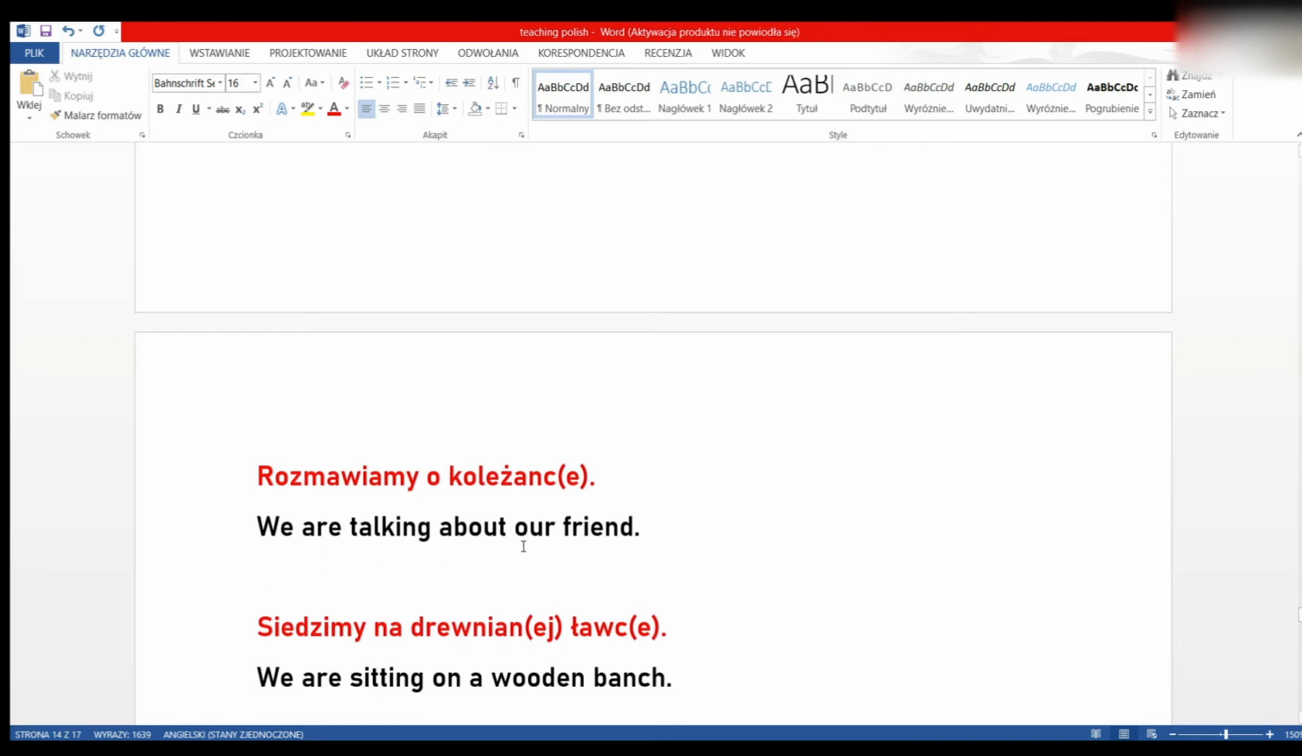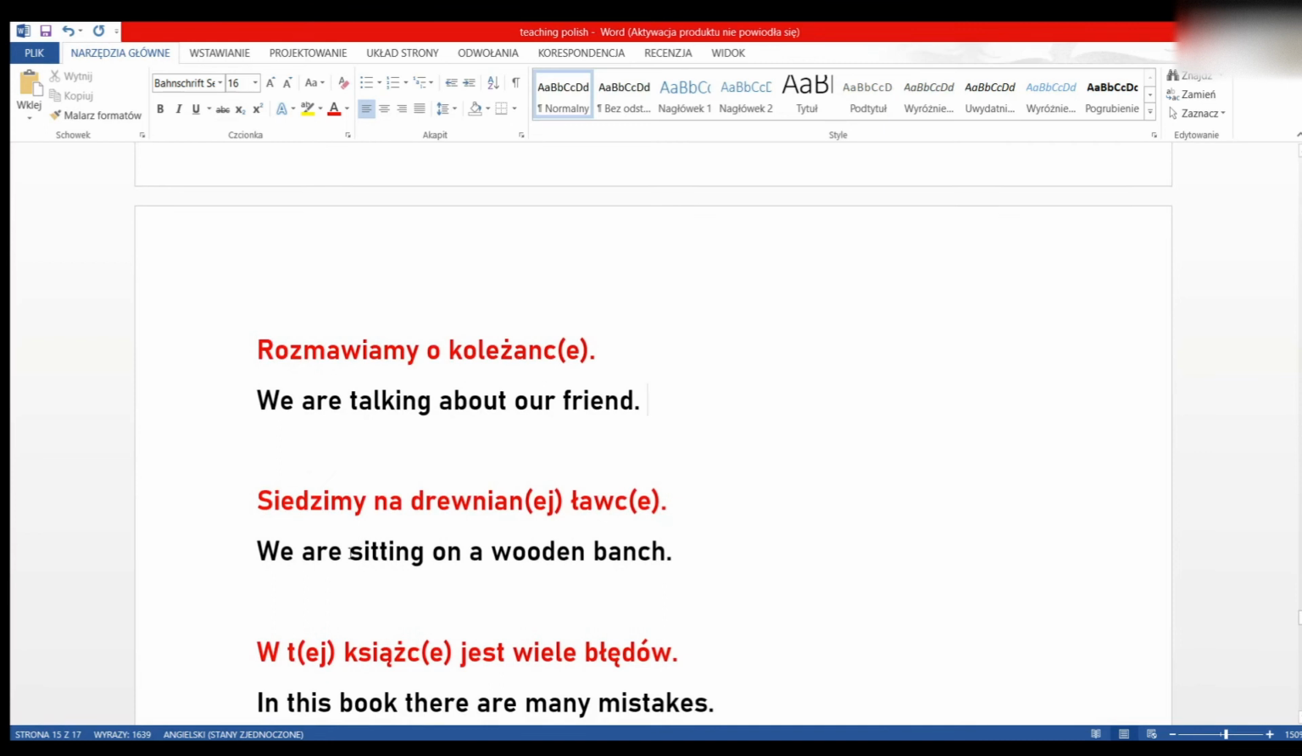We are talking about our friend. Rozmawiamy o koleżance. So here, as I said before, koleżanka becomes koleżance, because we're not saying koleżankę in this form, it means something else. We're going to have to make it look like a locative word. We're going to have to remove the ka and put the ce.